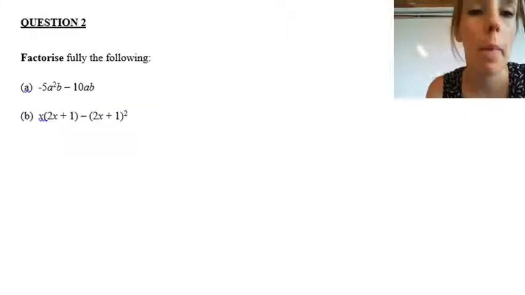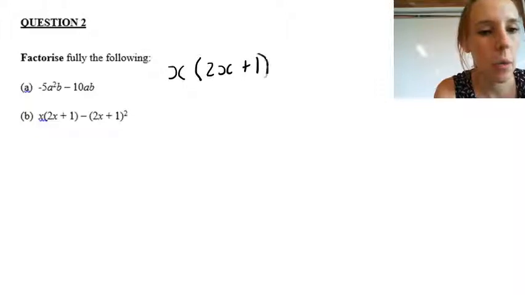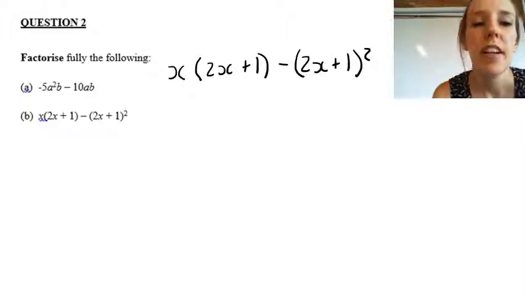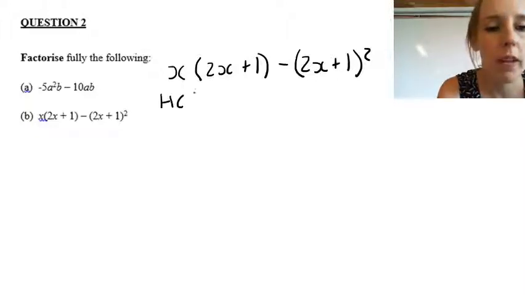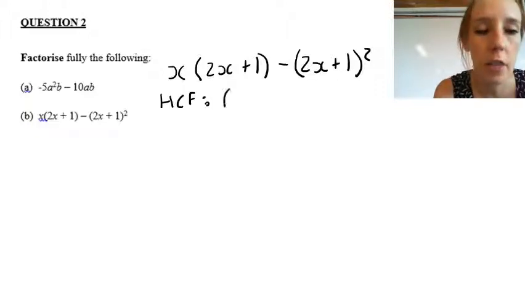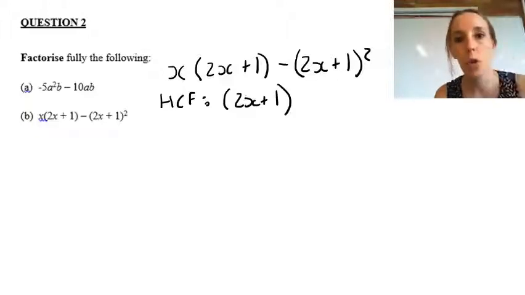Okay, so for b, I still have to factorize. So I've got x multiplied by (2x plus 1), take (2x plus 1), which is all being squared. From both of these, I have to once again find the highest common factor, which is the thing they both have in common. Hopefully just looking at this straight away, you can see the highest common factor is going to be 2x plus 1. So if I actually put a 2 in, that will be very helpful. It's 2x plus 1 because they both have 2x plus 1. Each of those terms can be divided by 2x plus 1.